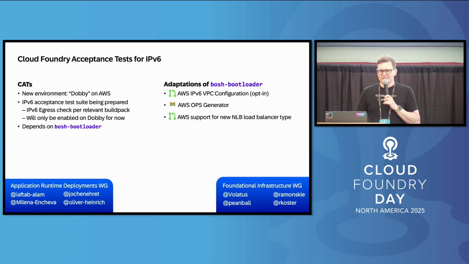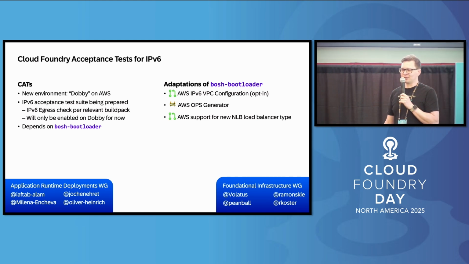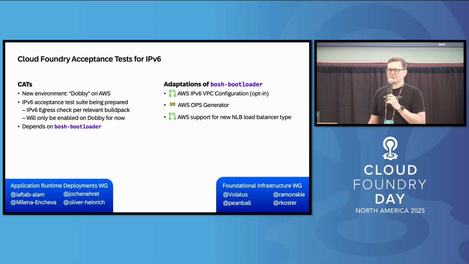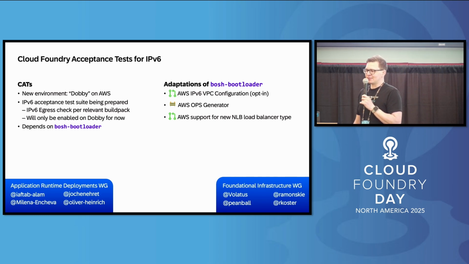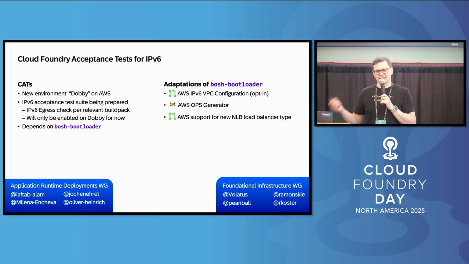Final thing about the acceptance testing. For the acceptance tests, there is now a new environment called Dobby. That environment will be set up with an IPv6-enabled BOSH Bubble environment that will then run specific tests for IPv6 egress scenarios, eventually also ingress scenarios, so that we have full coverage there as well. And eventually, Dobby might be retired, and we just switch over the regular AWS environment to also include these IPv6 tests.